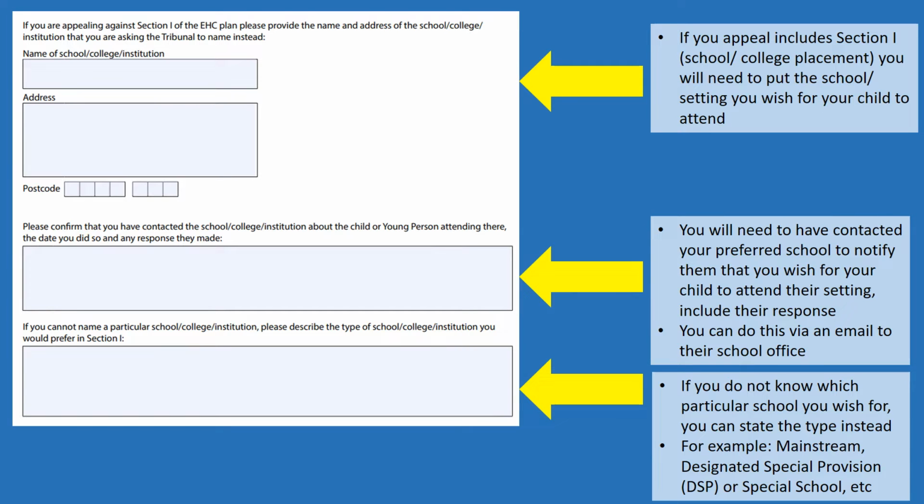If your appeal includes Section I, you can describe here which school is your parental preference for your child or young person to attend. You will need to have notified the school, possibly by email, that you wish to name that school within your child or young person's education, health and care plan, and record or copy their response. If you do not know the specific setting you would like them to attend, you can describe the type of setting that you wish for, for example, a mainstream school or a specialist provision.